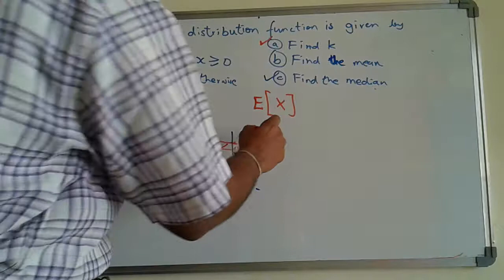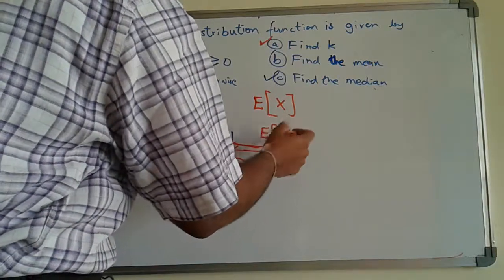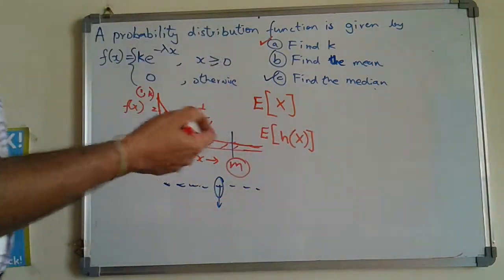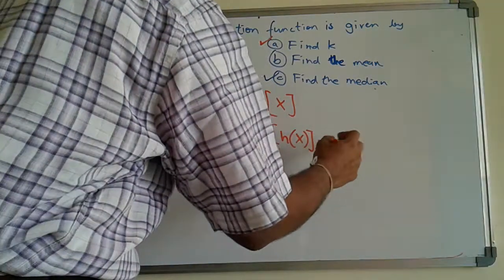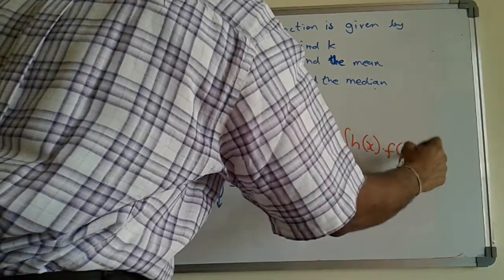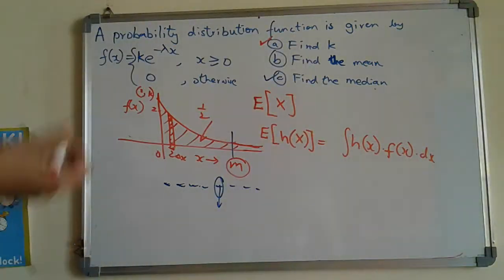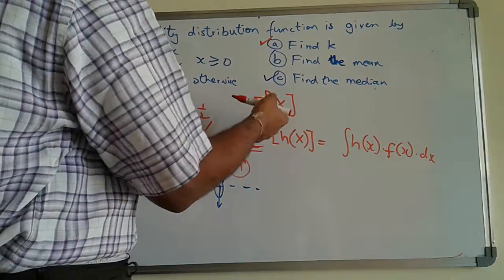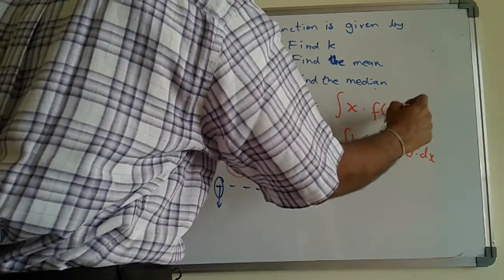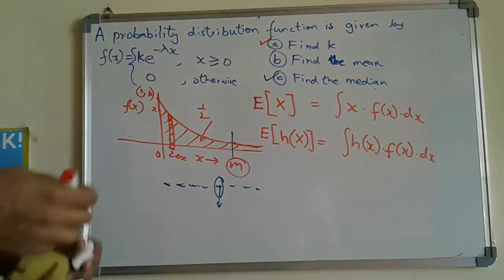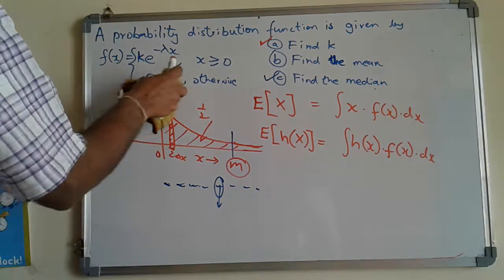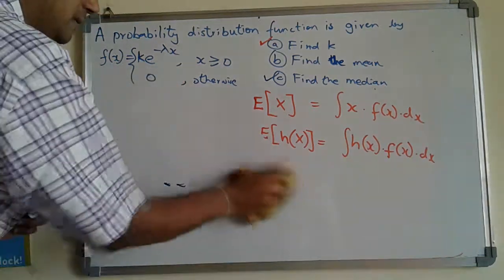Before we go for the expectation of x, let's understand what the expectation of some function of a random variable is. The expectation of some function of a random variable is very simply the integral of h of x times the probability density function. In this case, h of x is just x itself, and therefore it becomes the integral of x times f of x dx. So that's the integral we are seeking for this problem. To get some more space, let me erase this off here.